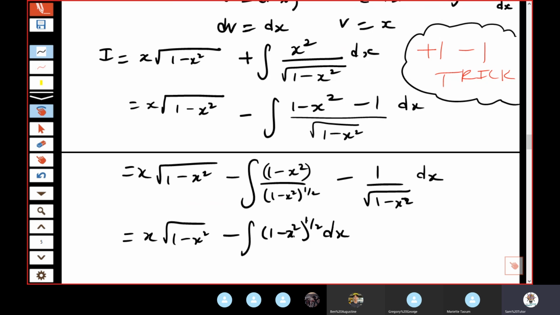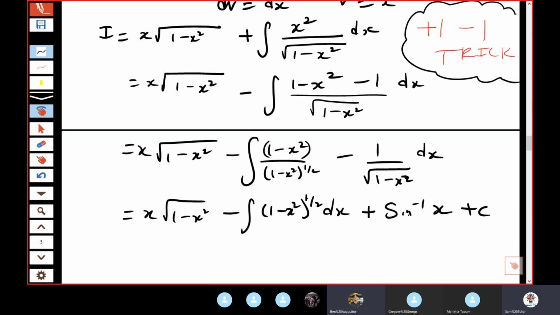dx, we'll stop with that one. A negative and a negative makes it into a positive, and that becomes an inverse sine. So plus inverse sine of x plus c. And then you're really one line away. That's your I. You're going to plus it over, and you're pretty much done.